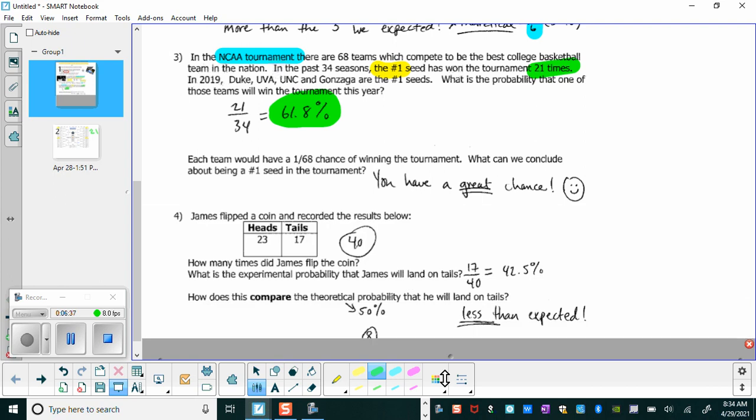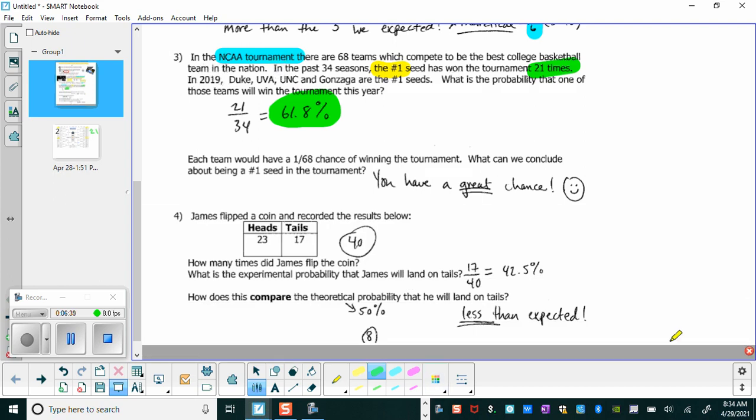All right, and now we're down to our last question. This should look pretty familiar, y'all. So for number 4, we have seen this setup before in your independent practice. So remember, James is flipping the coin 40 times here. You just add them up. And what's the experimental probability? So just straight up the results that it's going to land on tails. So that's the 17 out of 40. So even though we would expect half the time it to be a 20 and 20, it looks like it landed on tails less than what we expected here. Theoretically, again, 20 and 20, 50-50. And so here we can see that's less than expected.